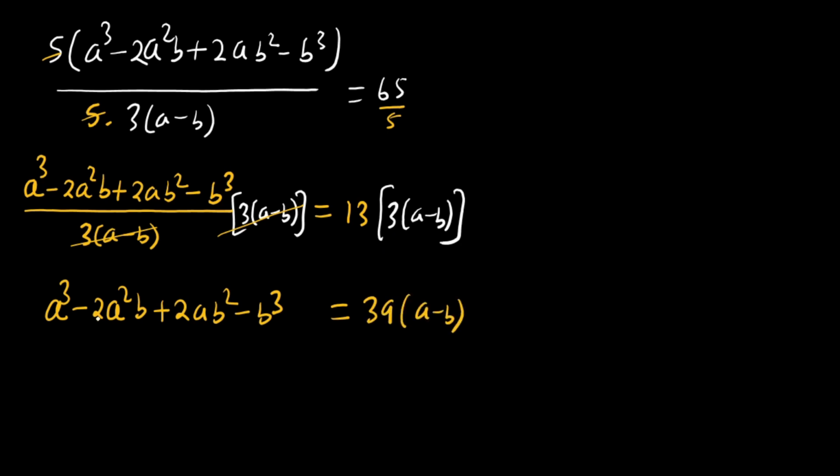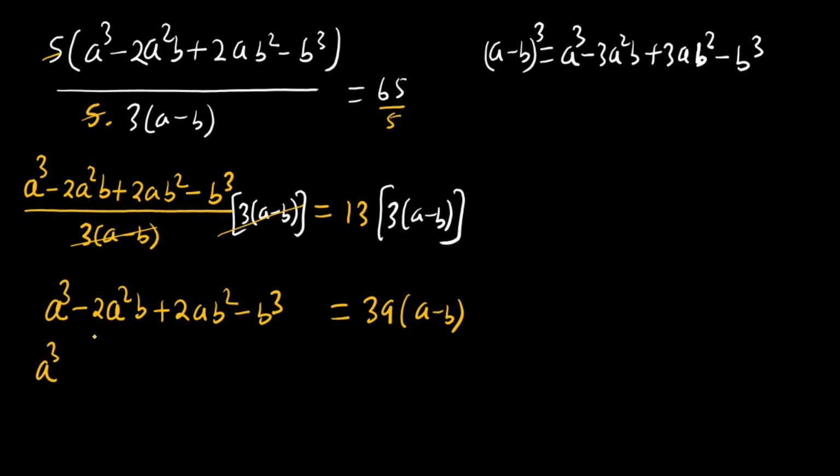On the left hand side, here we make (a minus b) whole cube. Here we know the algebraic identity: (a minus b) whole cube is a cube minus 3a square b plus 3a b square minus b cube. So that's why here a power 3 minus 2 times a square b.